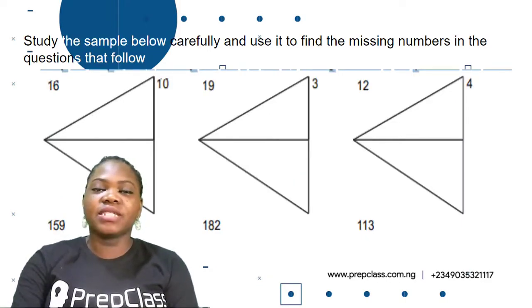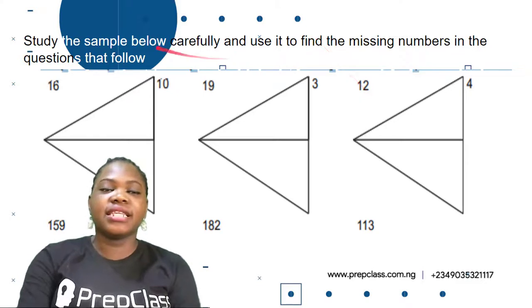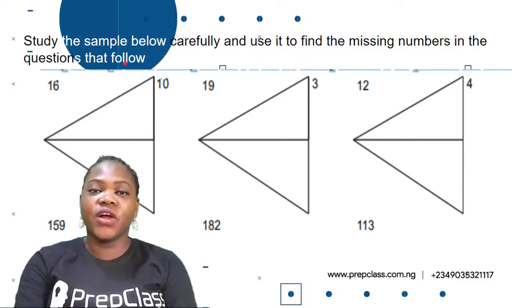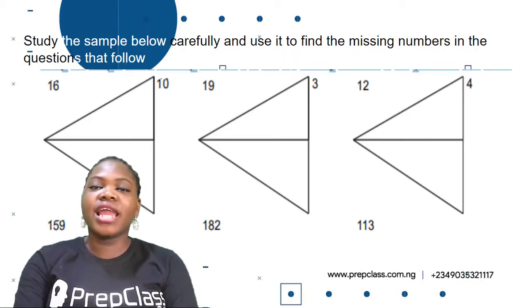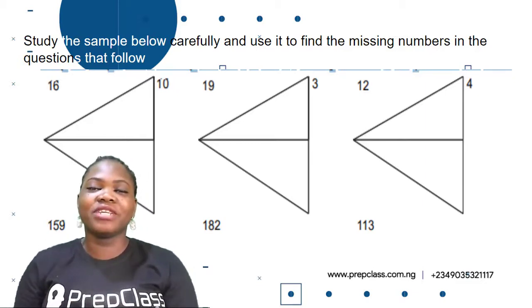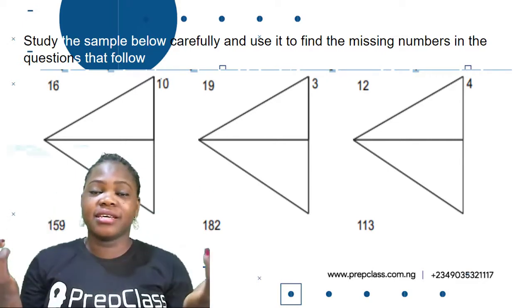So we have some samples here to study. Study the samples below carefully and use it to find the missing numbers in the questions that follow. So we are asked to study the samples below. In the Loyola Jesuit Quantitative Reasoning exam, you're given some samples to study and then you will use it to find the missing numbers in the questions. Once you're able to get the answers for the samples, then it will be easy for you to solve the questions. So what I love about quantitative reasoning is that it helps you to think.